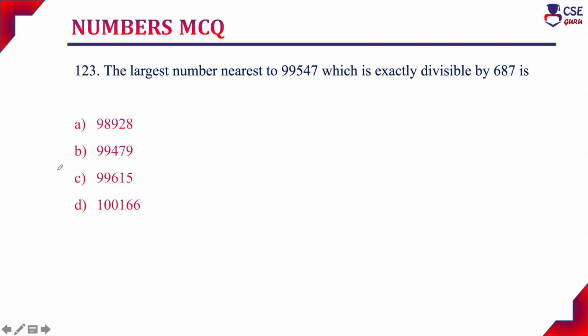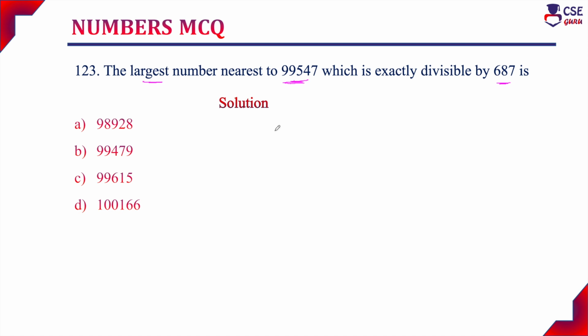Problem number 123. The largest number nearest to 99547 which is exactly divisible by 687. So this is also related to the previous problem only. Okay. So we need the largest number nearest to this number that should be divisible by 687. So here we will implement the logic. Divide this number by 687 and see what remainder we get. And that remainder we will subtract from this divisor value.